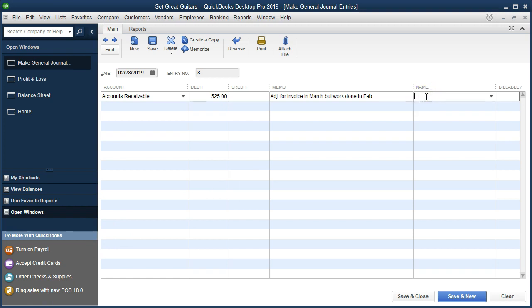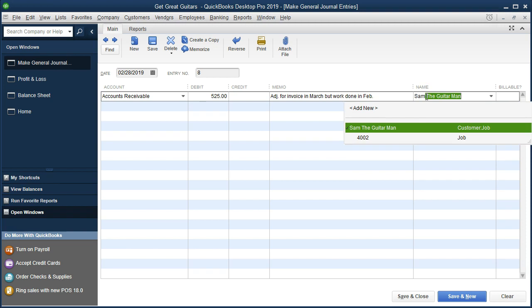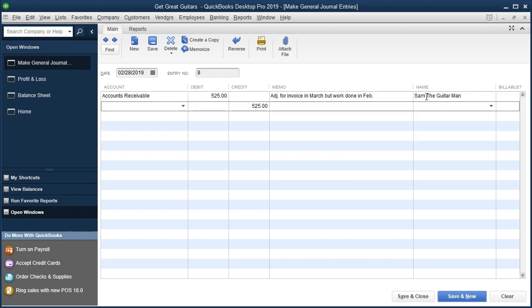So the invoice was for Sam, the guitar man, and for our purposes, it doesn't really matter as long as we have the same customer, because we're going to reverse it. What we really want is for our balance to be correct as of this time period for the financial statements. But for any other accounts that we're going to make, it would be necessary, so we might as well choose the correct customer here, the same customer that was on the invoice.